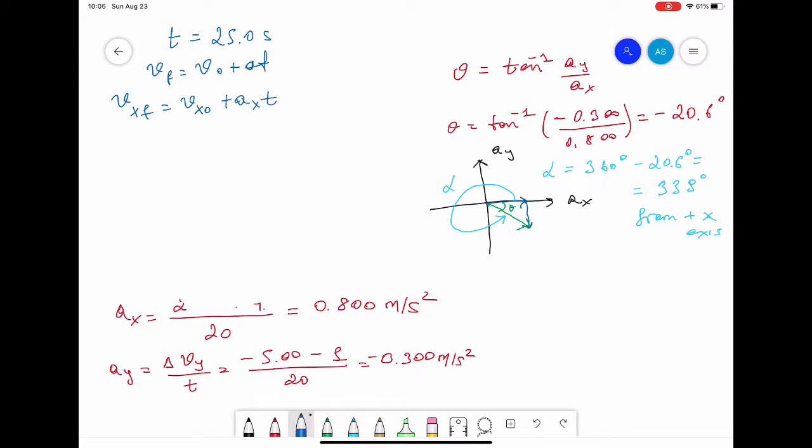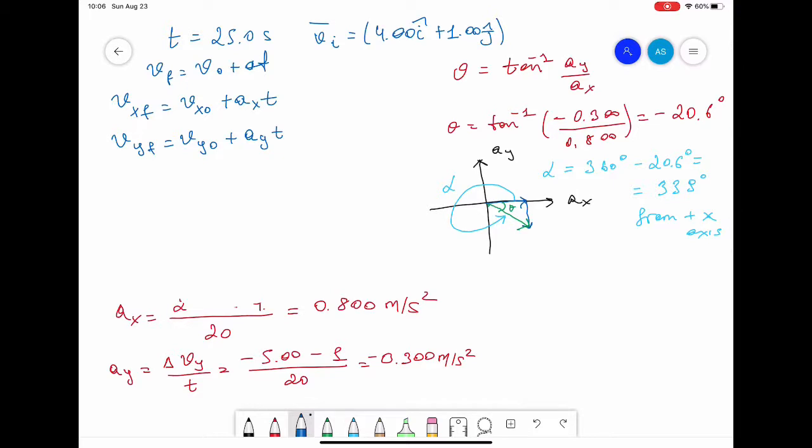Okay, we have to consider only the x component, and to find the v y final, we have to consider only the y component. So that means v y final is equal to v y initial plus a y t, correct? Initially, it's given that the v initial vector is 4 i vector plus 1 j vector, correct? And time is 25 seconds.